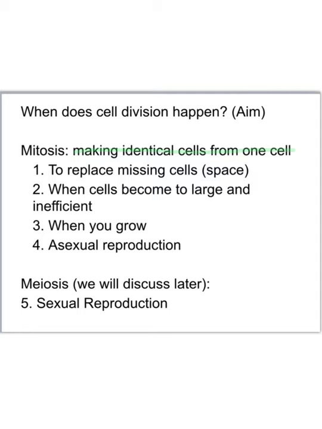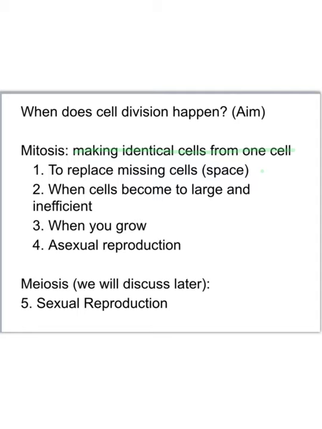Number one is to replace any missing cells. Let's say you go riding your bike and you fall down, you have a big gash in your knee. Those cells are going to send out signals to try and repair the cells that have been damaged.